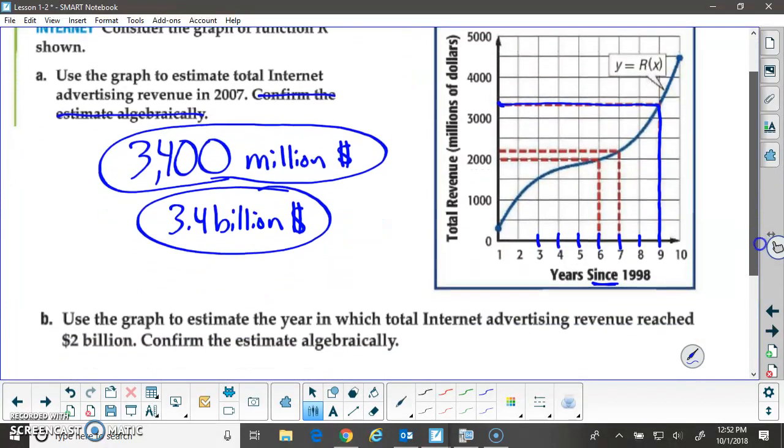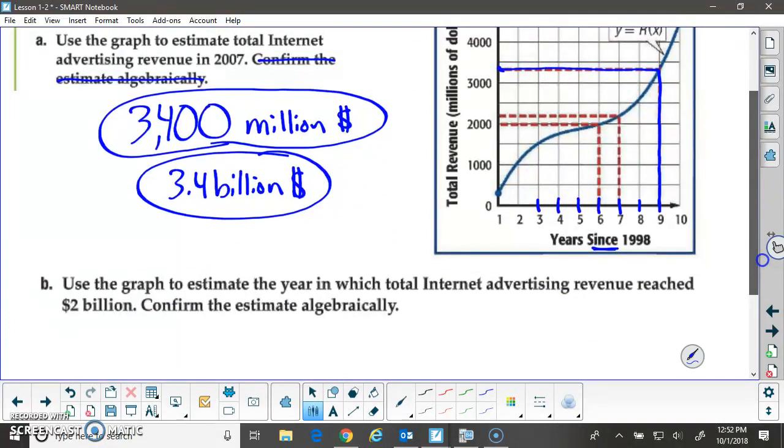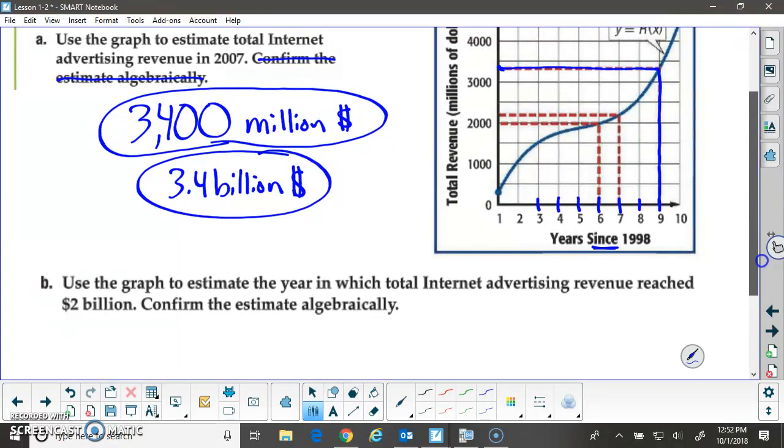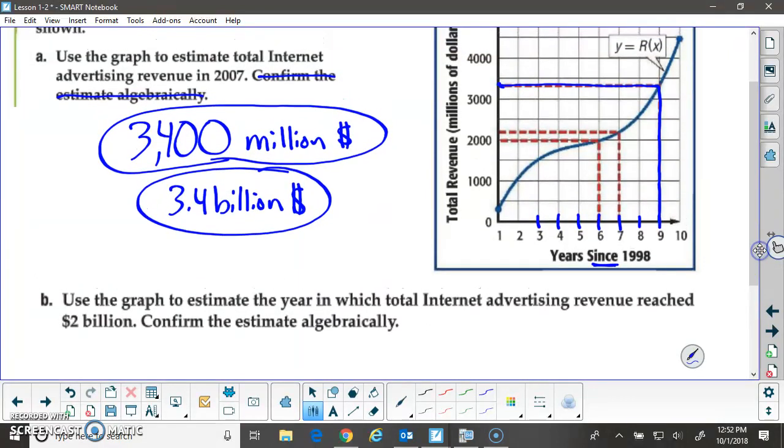Now if you go to part B, it says use the graph to estimate the year in which the total internet advertising revenue reached 2 billion. Confirm the estimate algebraically. We're not going to be confirming it algebraically. We're just using the graphical part of it. So if we locate $2 billion on the y-axis and we go until we hit the graph, we figure out that that is the year 2004.